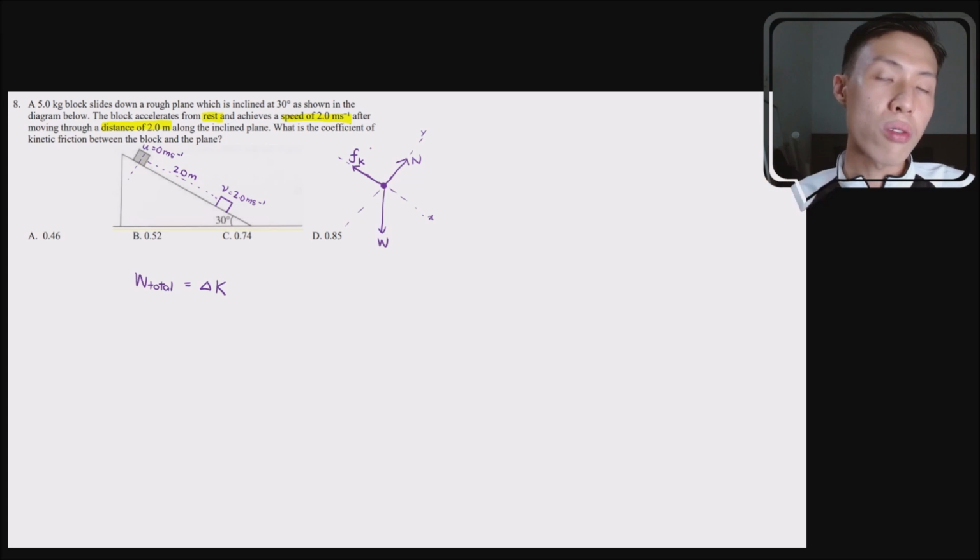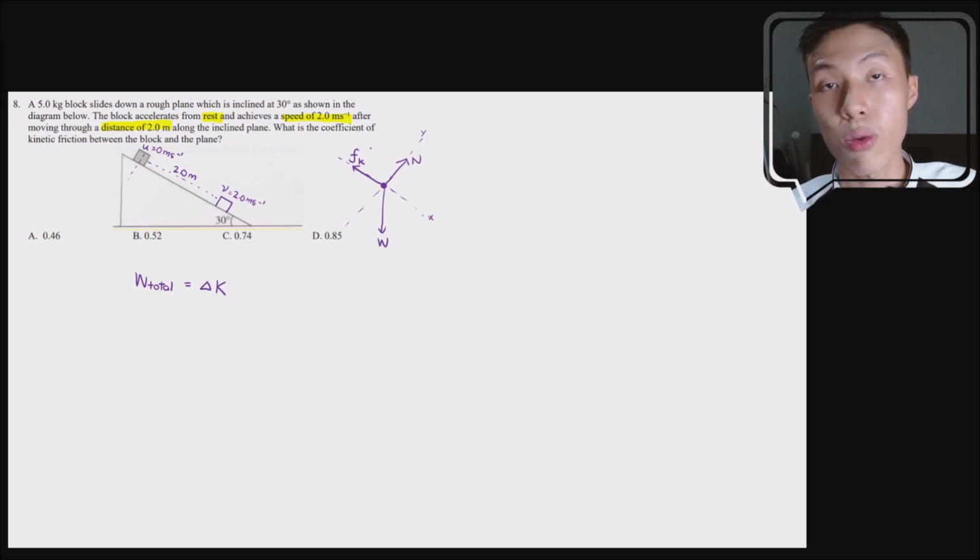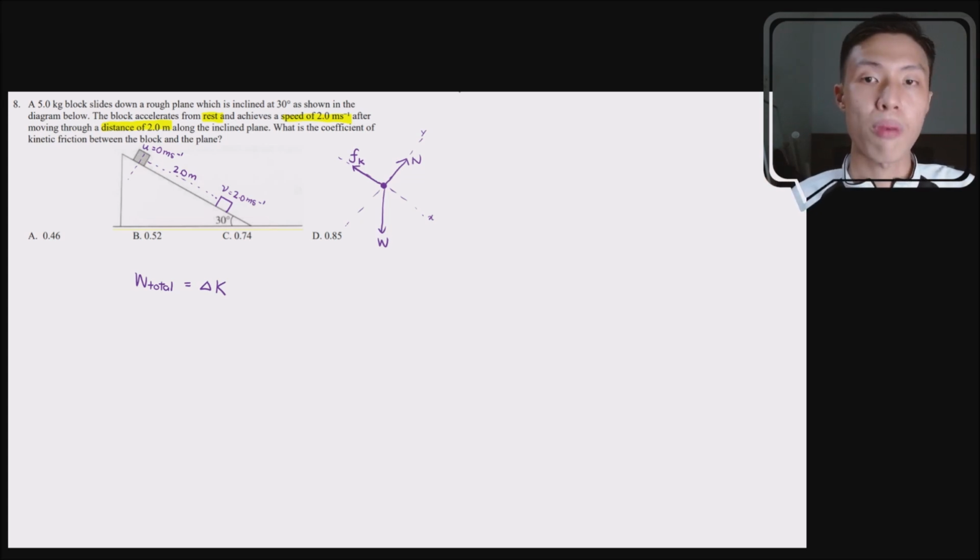So we asked ourselves the 5 questions. That means we have finished labeling our free body diagram. So this is a complete free body diagram for this block. All these forces are being exerted on the block at this moment. So we know that there will be work done contributed by the kinetic friction, by the normal force and the weight, and if we sum them all up, we get the total work done.